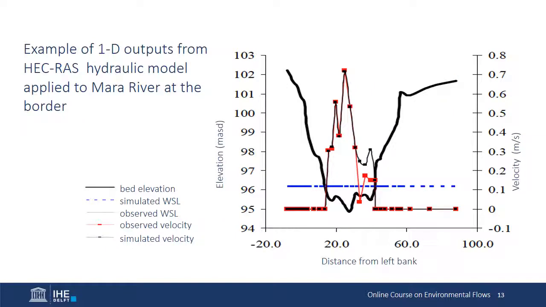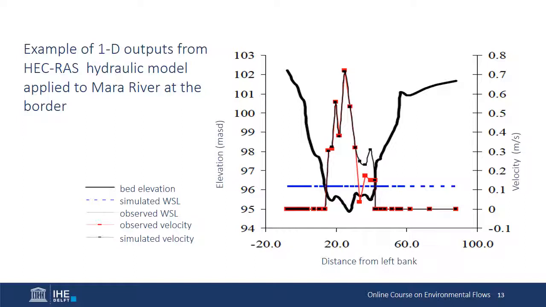HEC-RAS makes use of the basic theory just presented and information from the measured cross-sections to simulate water surface level and velocity along cross-sections. Water depth can be calculated by subtracting the bed level from the water surface level. The figure on this slide shows a comparison of simulated and measured surface level at a cross-section on the Mara River just downstream of the point of the three photos I showed in slide 9.